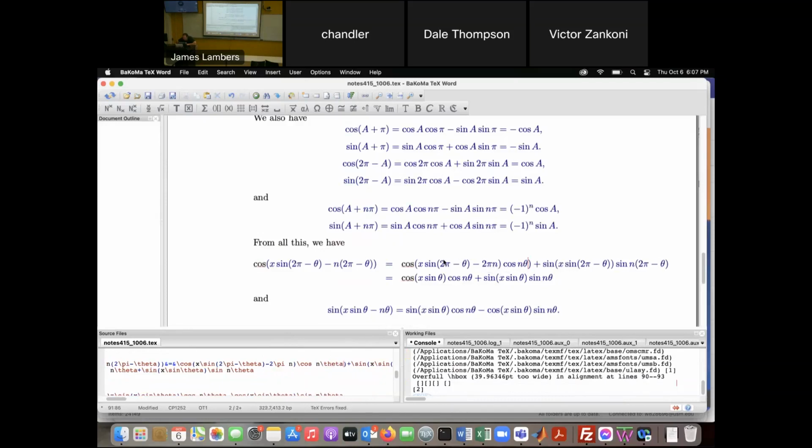Yes, because cosine being 2 pi periodic, that ends up not affecting anything. And I just get sine of that and cosine of that. Okay, so that part works out quite nicely. Okay, that's for the rest.